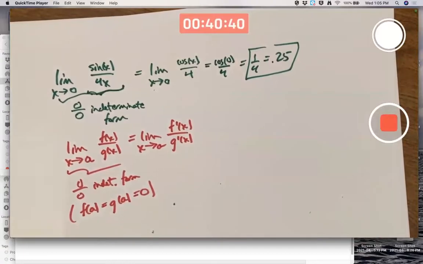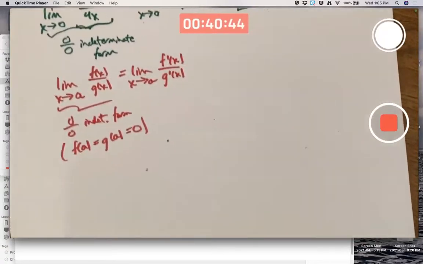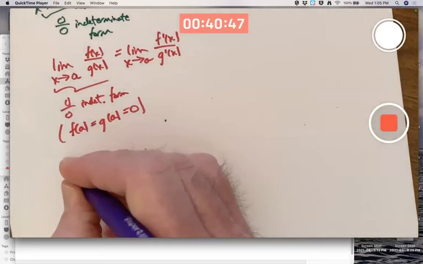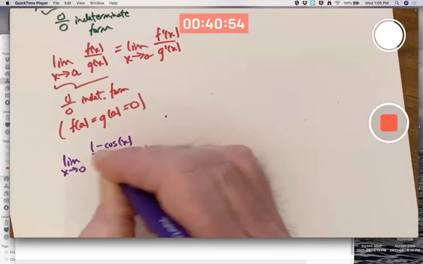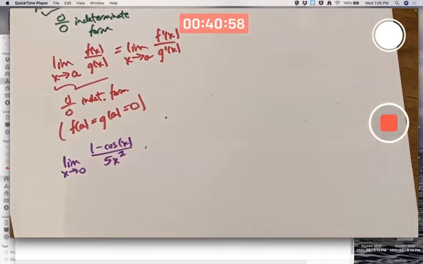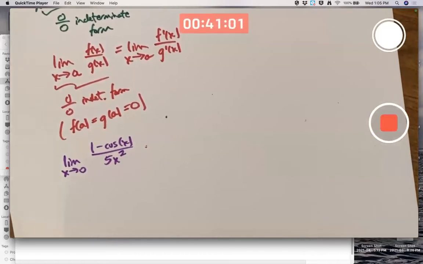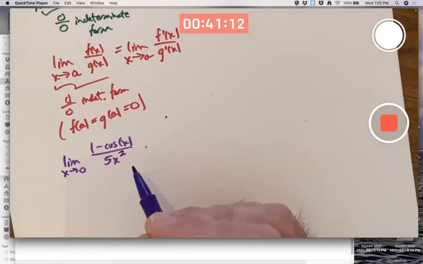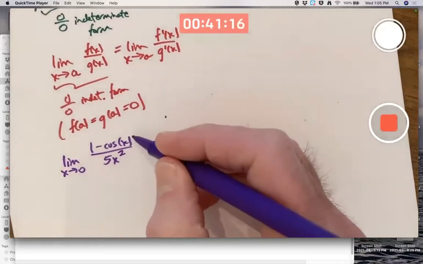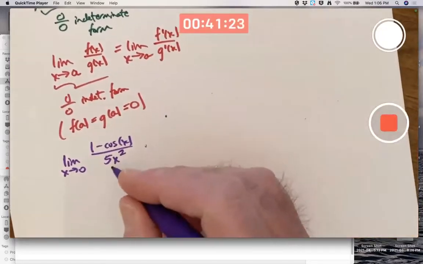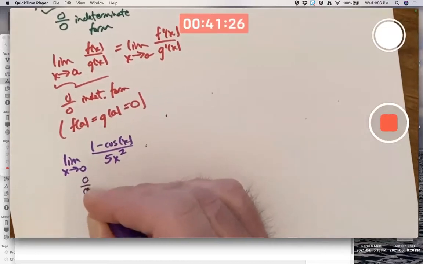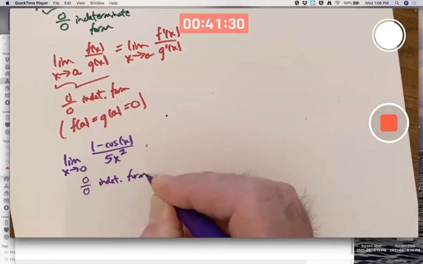Sometimes you have to apply L'Hopital's rule more than once in a given problem. Let's consider this example. The limit as x goes to 0 of 1 minus cos x over 5x squared. Is this a 0 over 0 indeterminate form? That's the first thing to check. It is. You plug in 0 on the top. Cosine of 0 is 1. 1 minus 1 is 0. Plug in 0 on the bottom. 5 times 0 squared is 0. This is a 0 over 0 indeterminate form. Therefore, we are allowed to use L'Hopital's rule.